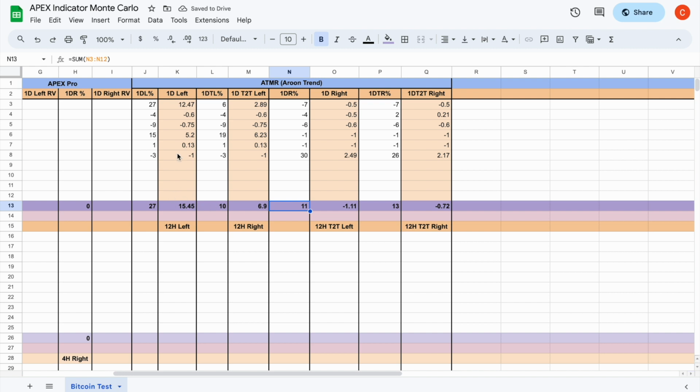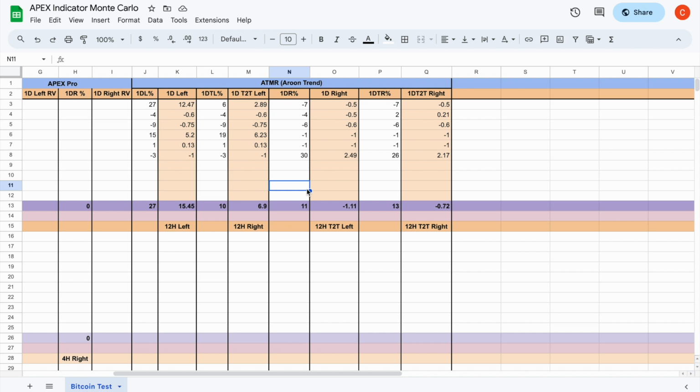So right now, if you look at our values, you would have had 15%, and 15% on my approach, 6.9 on the script's approach. Minus one on my approach for the right side, and minus basically one for the other approach. As far as percentages, you get 27%, 10% according to the script, and then 11 and 13 respectively. So that's after 12 trades. So just keep that in mind.